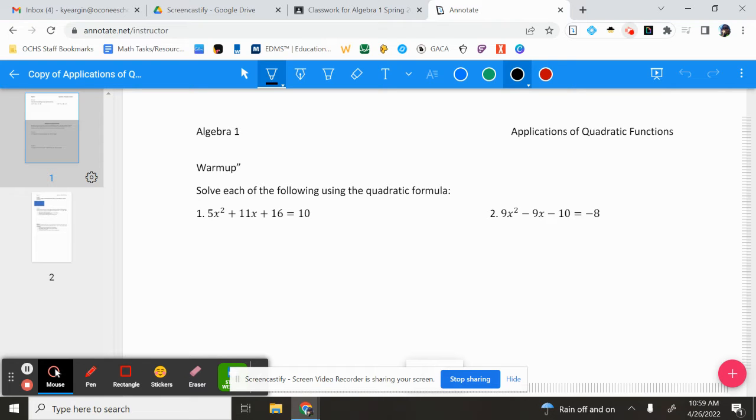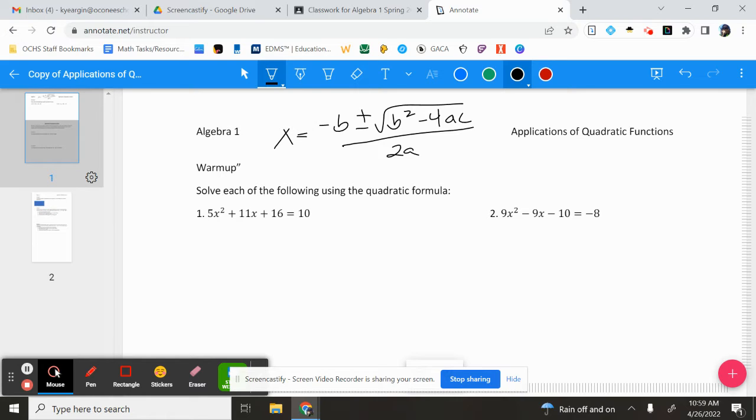So if you think back to yesterday's lesson, we were solving quadratic equations using the quadratic formula. Our quadratic formula is x equals negative b plus or minus the square root of b squared minus 4 times a times c, all divided by 2 times a. And remember, we didn't have to memorize this. It'll be provided for us on the formula sheet for the EOC.